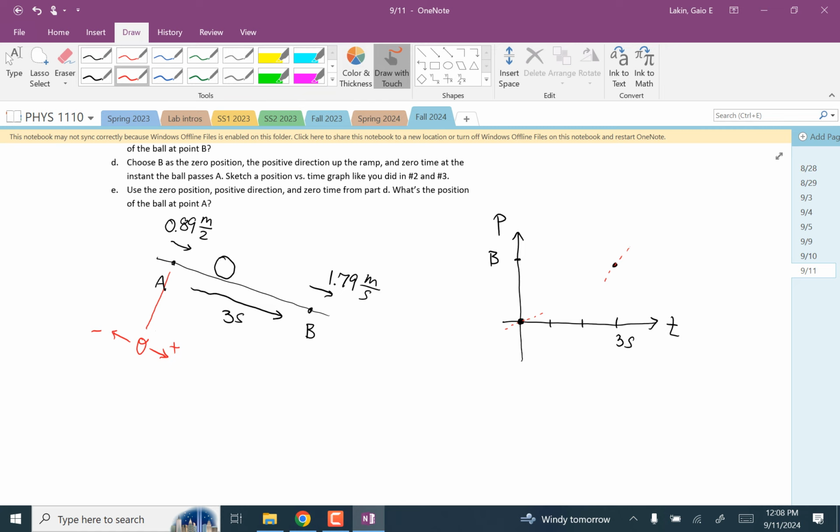And so for a positive acceleration, we need this to be shaped like part of a cup. So I'm going to start out with the slope here, and then I'm going to make it concave up.